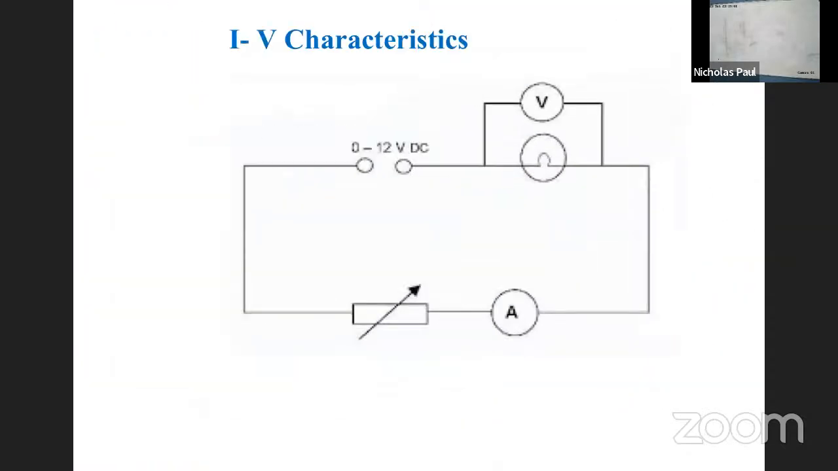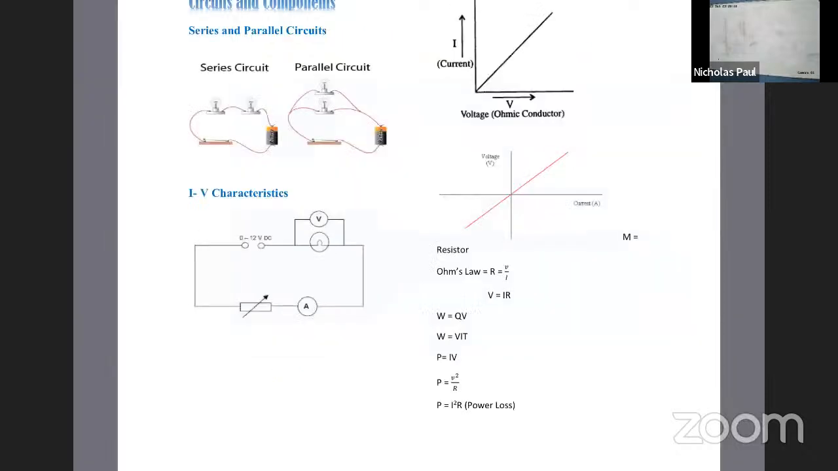This circuit here is for what? This circuit allows you to get the IV characteristics of any component. All you have to do is put the component in the circuit, right? So like this one here is for a filament lamp. Okay. Remember, voltmeter connected in parallel, ammeter connected in series. And you must have your rheostat.